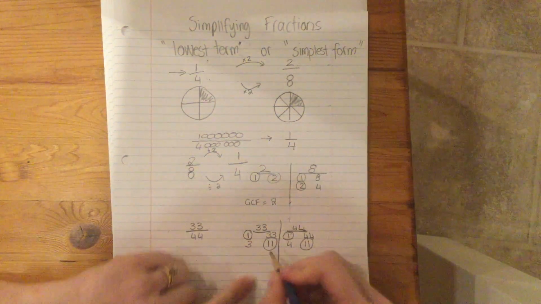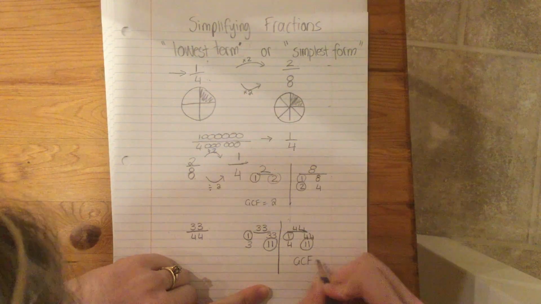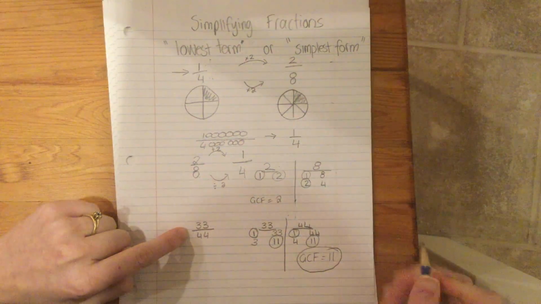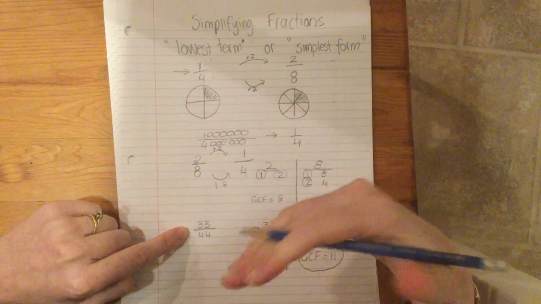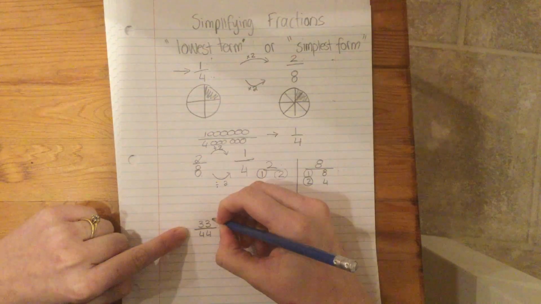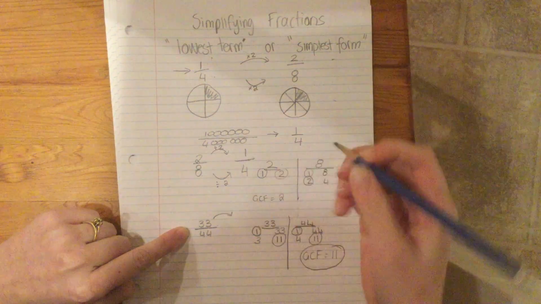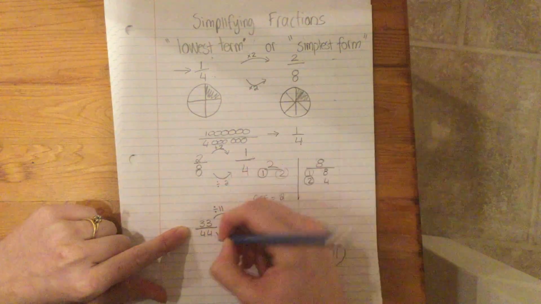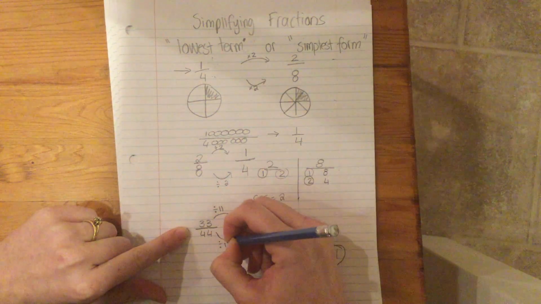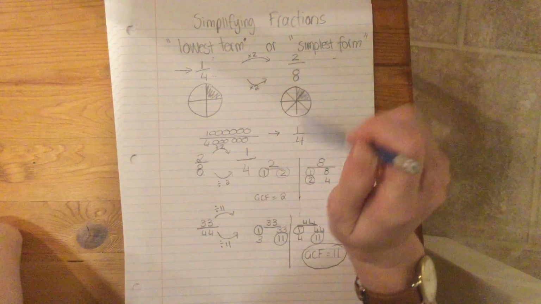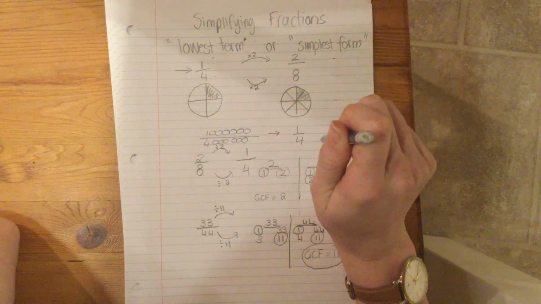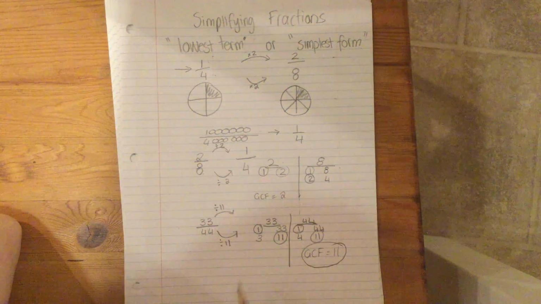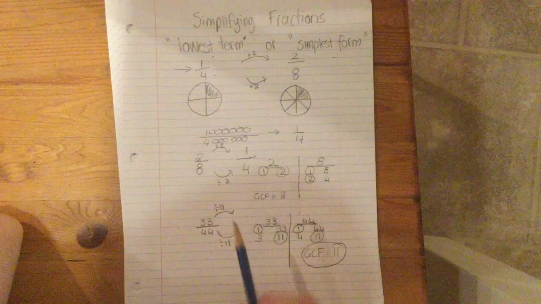So now that I have my greatest common factor as 11, I can go back to this fraction and reduce it to its lowest form, or lowest term, by dividing. You're always dividing when you're dealing with lowest term or simplest form, all right? So you are making equivalent fractions, but when I ask for your lowest term, always divide. And you divide by that greatest common factor.